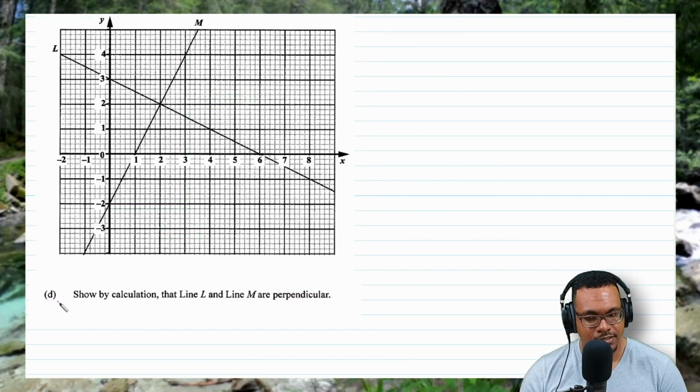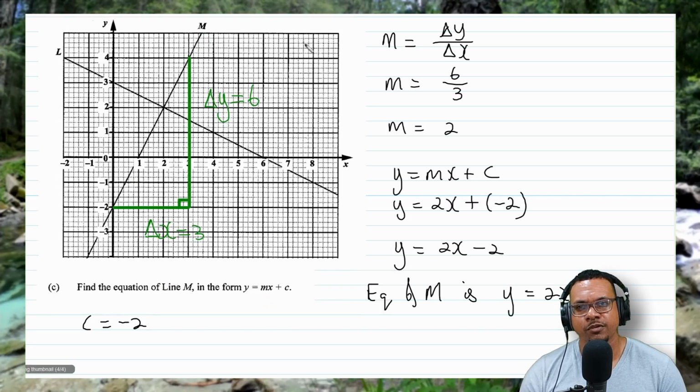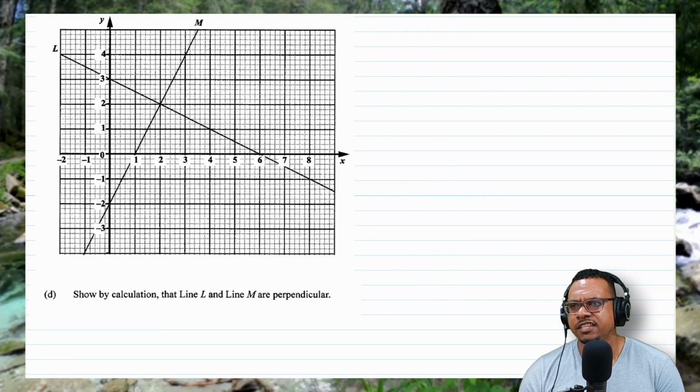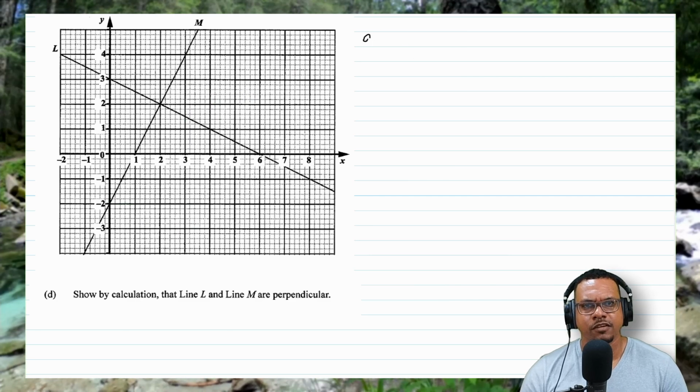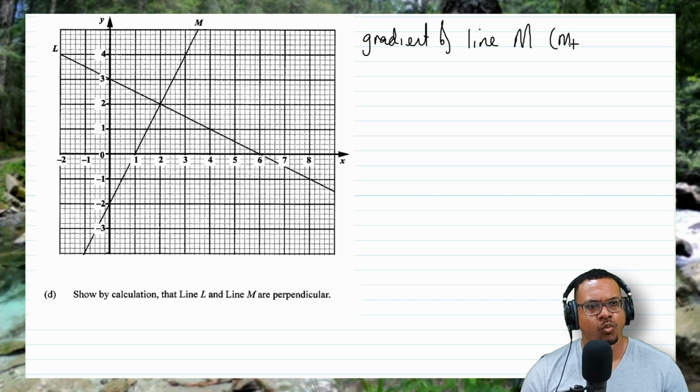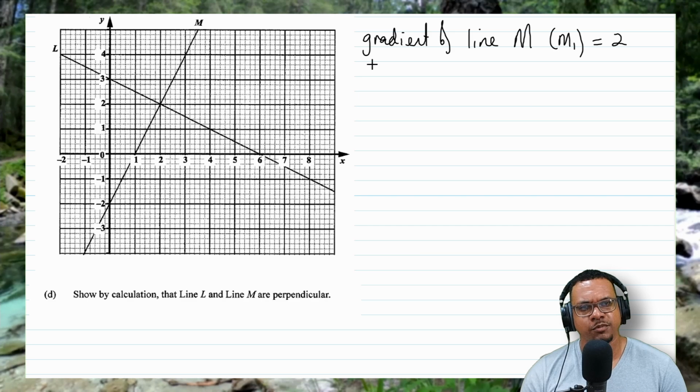So now for part D, they want us to show by calculation that the line L and the line M are perpendicular. So this is line M. We found on the previous page that the gradient of line M was equal to 2. So I'll just write that: the gradient of line M, and we call that M1, is equal to 2. So now we just have to find the gradient of line L.